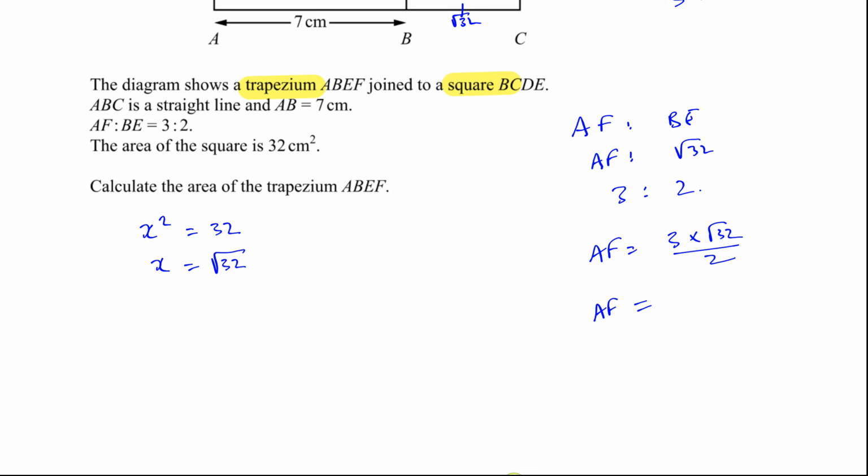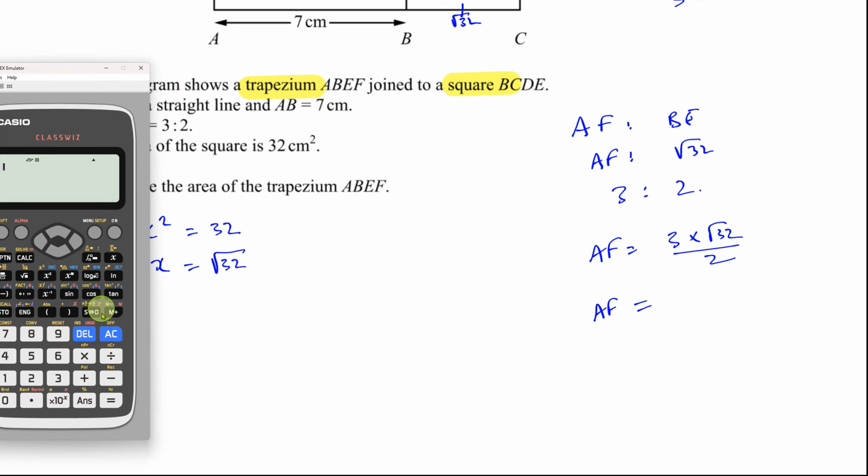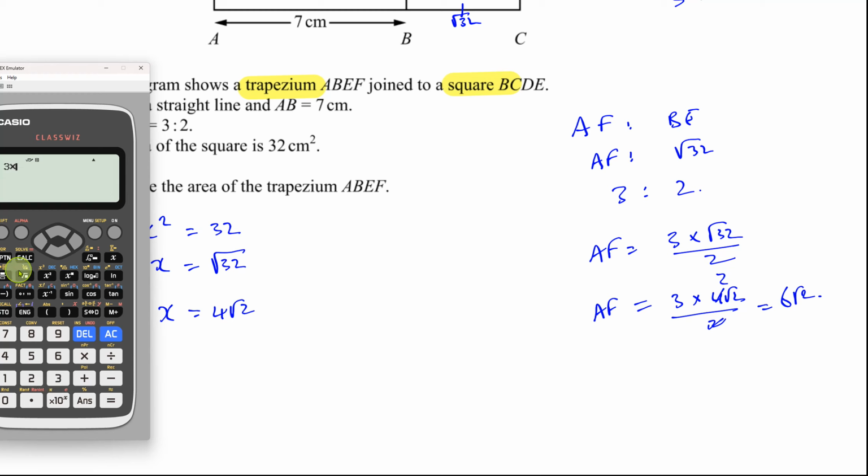Okay, so root 32, I think that's going to be 16 times 2, so it's going to be 4 root 2. Okay, just to make sure, we can use the calculator now. That's 4 root 2, so X equals 4 root 2. So this is 3 times 4 root 2 over 2. So you end up with 6 root 2. Just make sure of that again. So we have 3 times root 32 divided by 2. That's going to be 6 root 2.